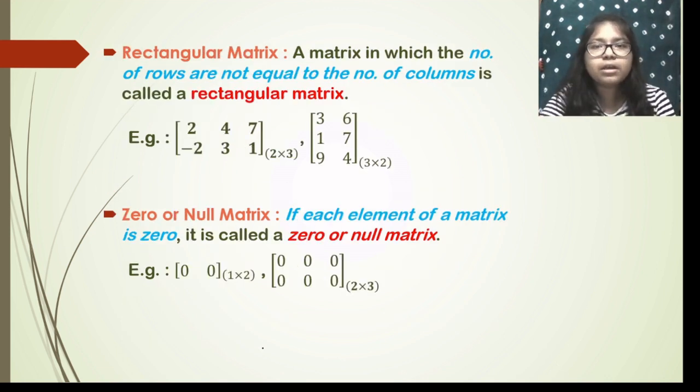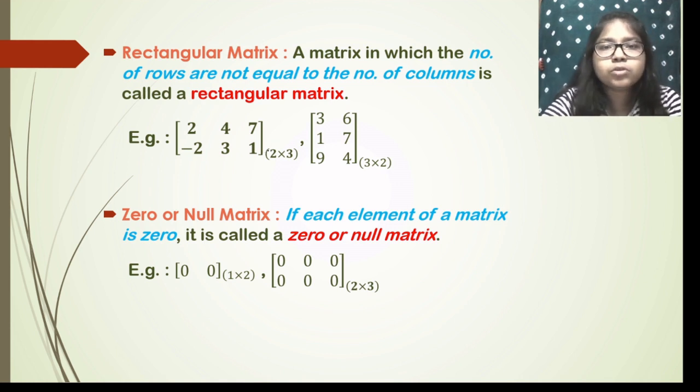Rectangular matrix. That means the number of rows and the number of columns should not be equal. We have seen in case of a rectangle, the length and breadth are not equal. If both of them become equal, then it becomes a square. Similarly here, if the number of columns and the number of rows become equal, it will become a square matrix. So in case of a rectangular matrix, both of them should not be equal. Here the number of rows is 2 and the number of columns is 3.